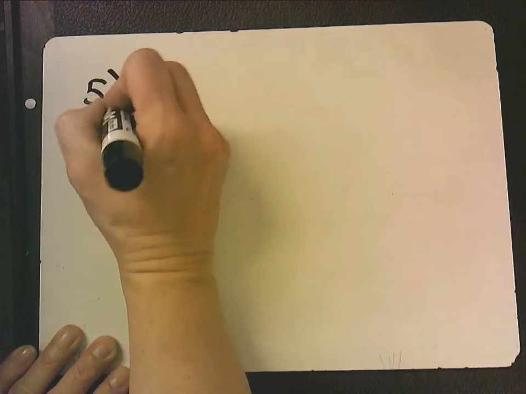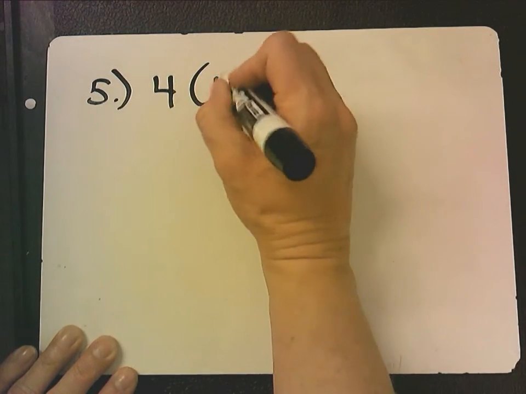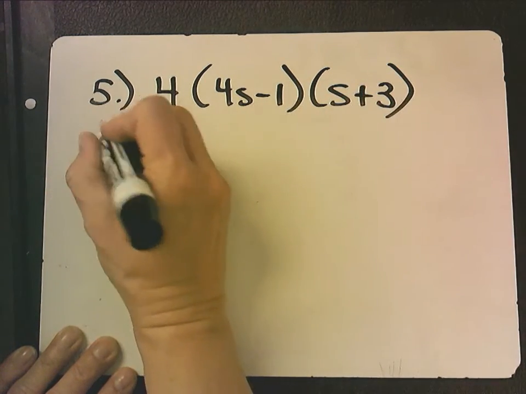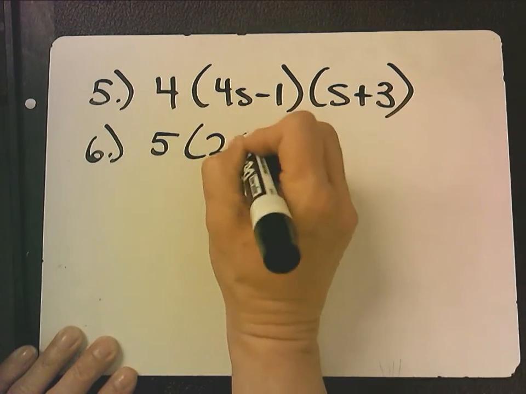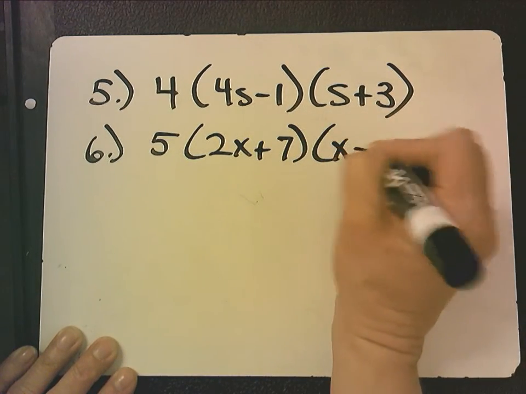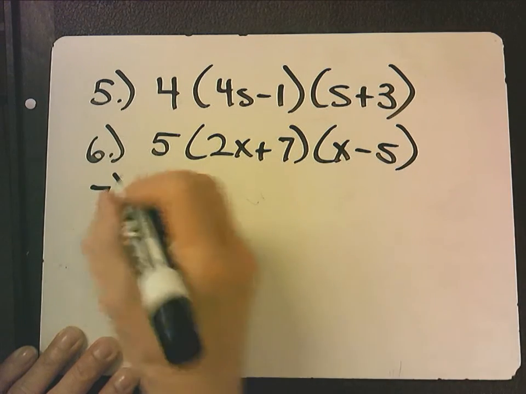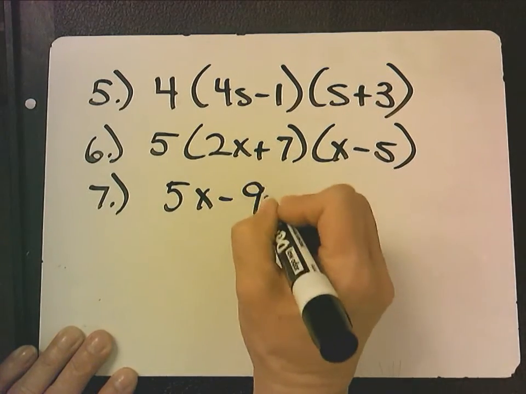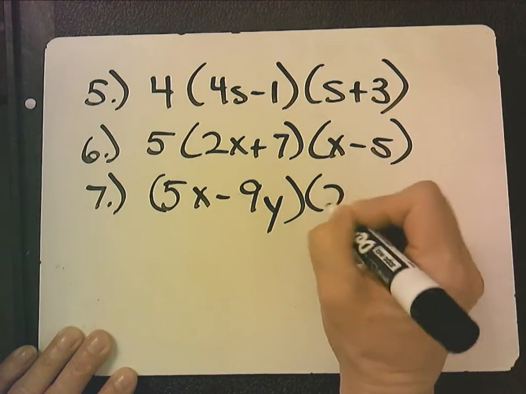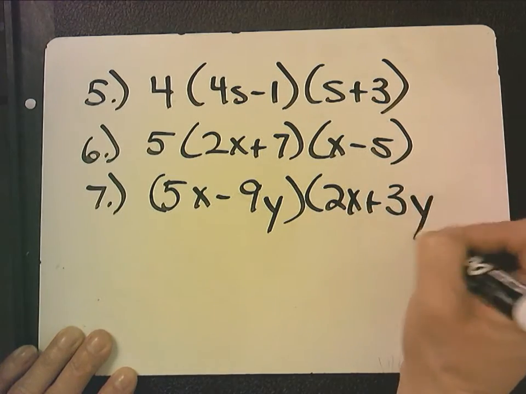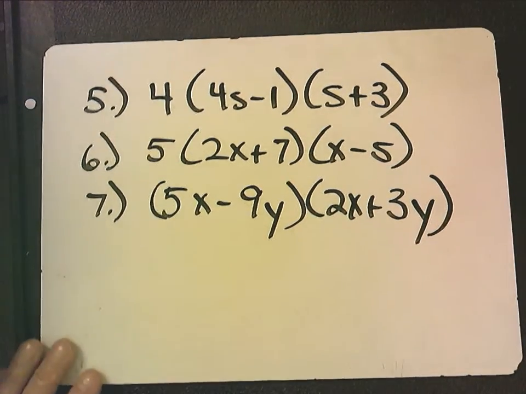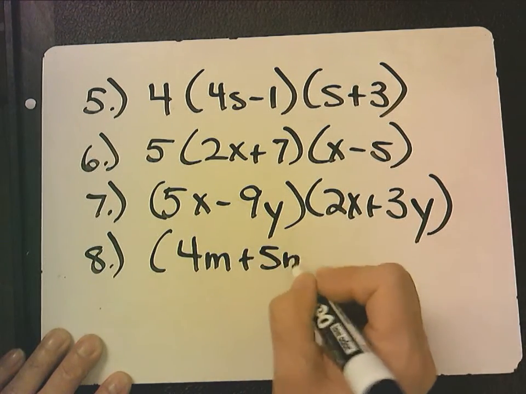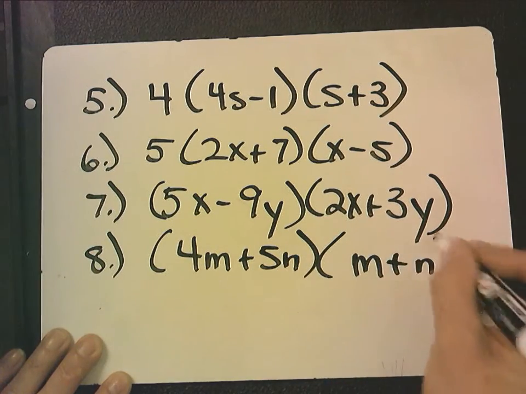So, the answer to number 5 is 4 times 4s minus 1 times s plus 3. Number 6 is 5 times 2x plus 7 times x minus 5. Number 7 is 5x minus 9y times 2x plus 3y. And number 8 is 4m plus 5n times m plus n.